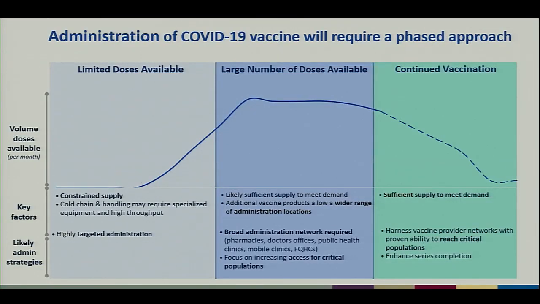It's likely that administration of COVID-19 vaccine will require a phased approach. Once a vaccine is approved for use, there will likely be insufficient vaccine to meet demand at first. There may also be cold chain storage and handling requirements that require specialized equipment and high throughput at clinics. Taken together, these call for a highly targeted administration in the first phase. In the second and third phases, we anticipate sufficient supply and a broadening of those implementation strategies. Next.